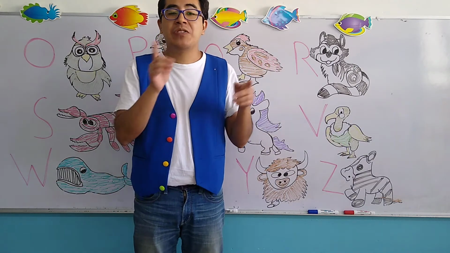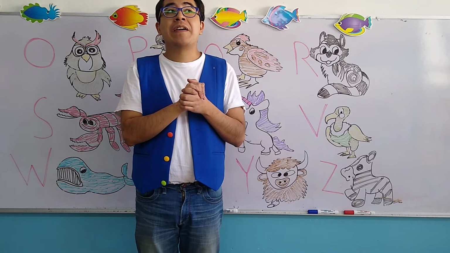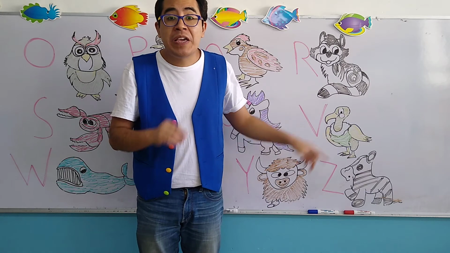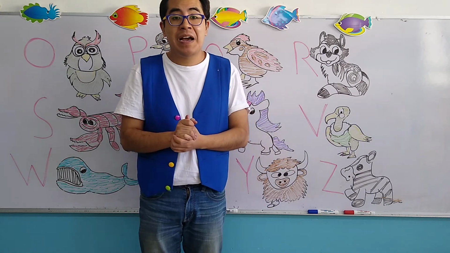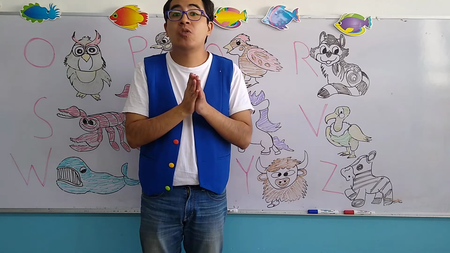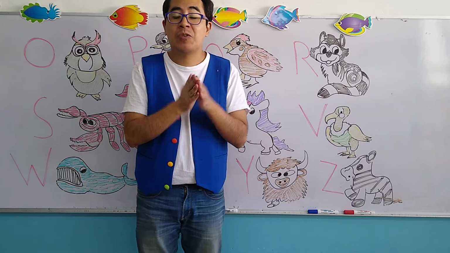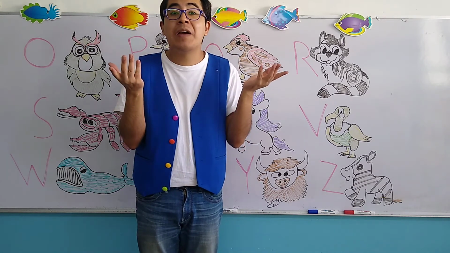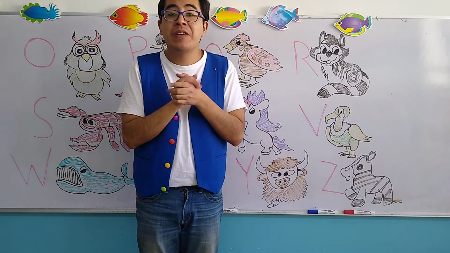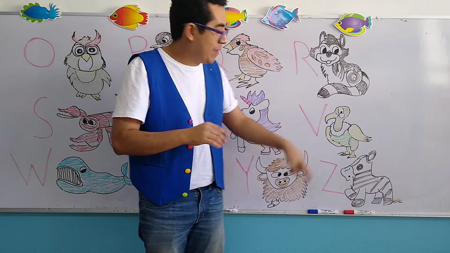Okay, now I'm going to tell you something interesting about the vultures. Even though it has wings, aunque tiene alas, vultures do not fly. Ellos no vuelan. Es una característica muy rara porque tiene alas, pero no vuelan los buitres. So it's very interesting.